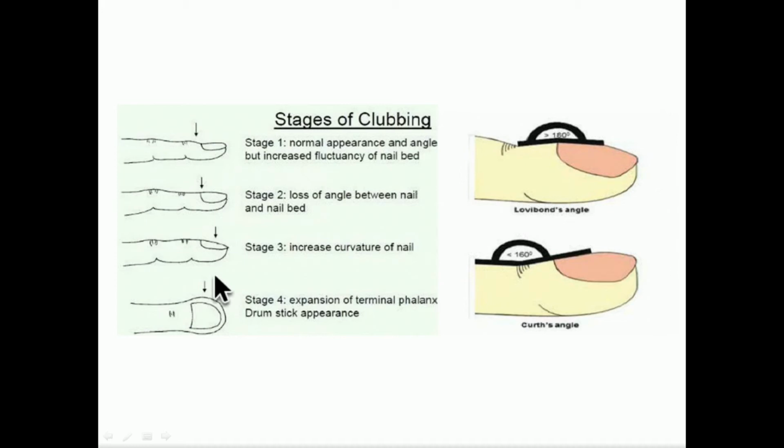In the third stage, because of more swelling, the nail will become more curved. It will become like a parrot beak. So this is called the parrot beak sign. And the growth in the third stage was this way, from proximal to distal side.